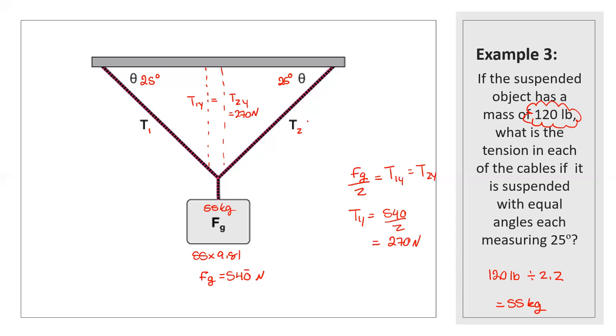Now we want to know what's the tension in the cable. Tension in the cable is easy to solve. So we've got opposite, so that goes with sine, and hypotenuse. So the sine of 25 is equal to 270 over tension 2, which means tension 2 is equal to, flipping places, 270 over the sine of 25, which gives us a tension of 638 newtons for each cable.